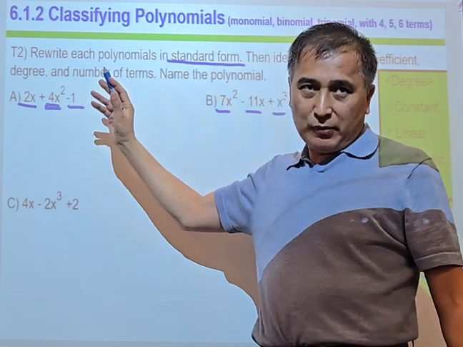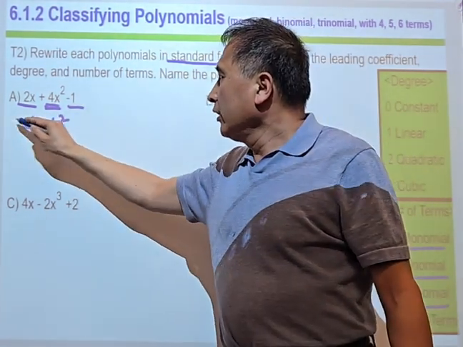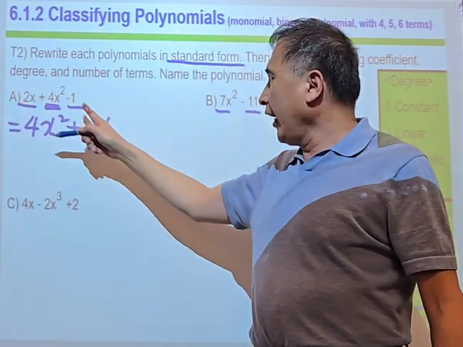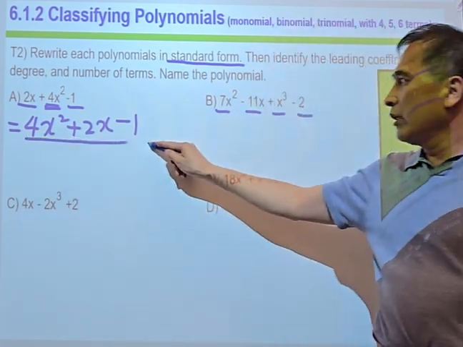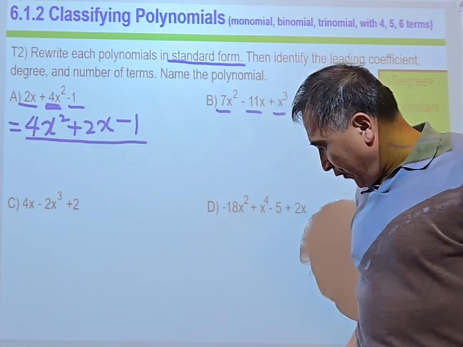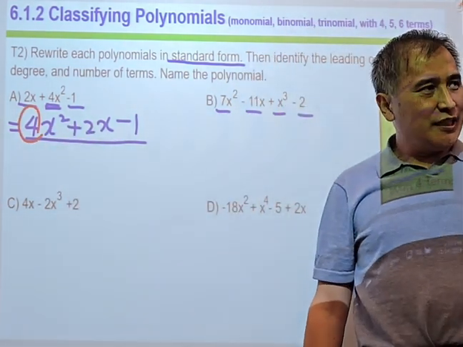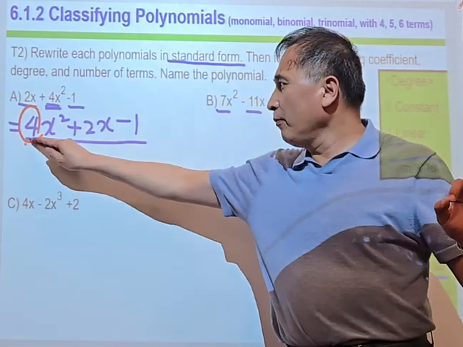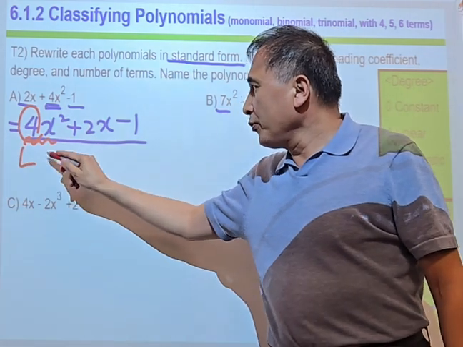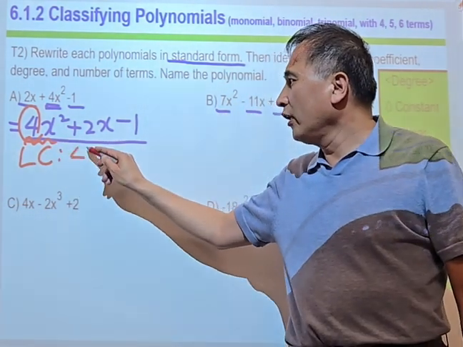So this one is out of order. This square is the biggest degree right here, right? So we write it that way, 4x squared plus 2x. Nothing in front means it's a plus sign, right? And minus 1. This is standard form. Everybody got it? And the number in front of the biggest degree, in this case 4, we call it the leading coefficient. And this term, we call it the leading term. Okay? So the leading coefficient is very important. We need to identify it. In this case it's 4.